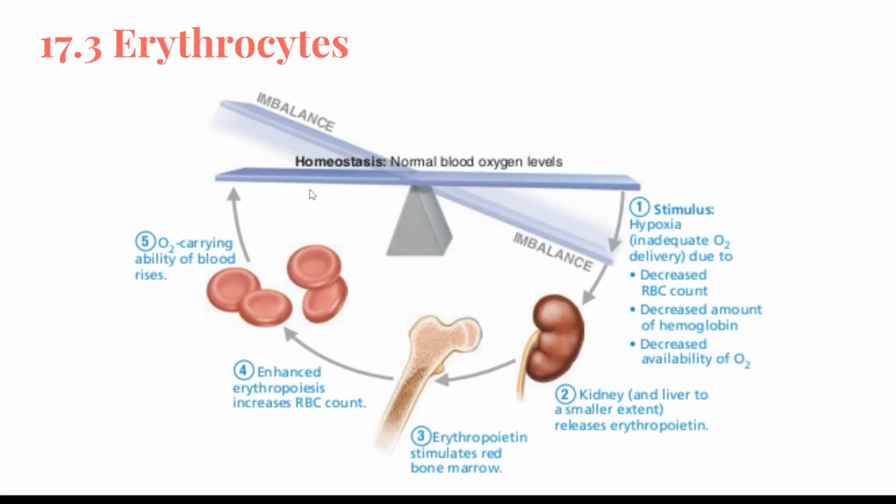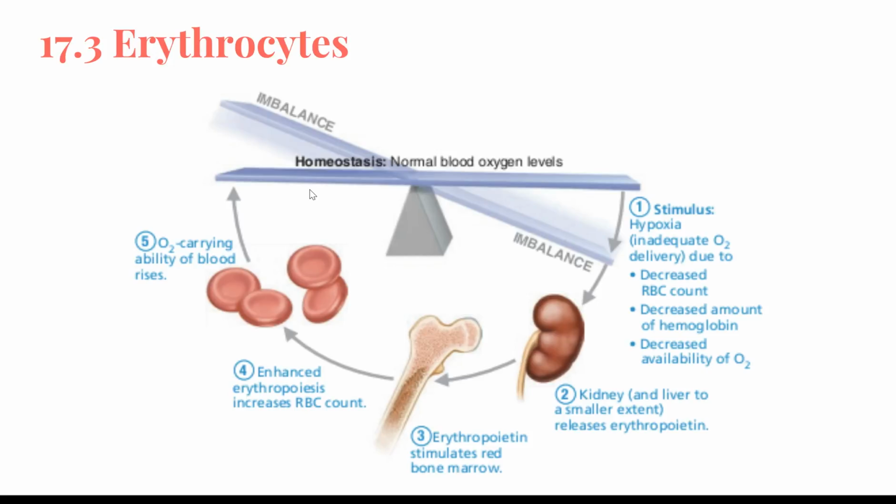When certain kidney cells become hypoxic, or oxygen deficient, oxygen-sensitive enzymes are unable to carry out their normal function of degrading an intracellular signaling molecule called hypoxia-inducible factor, or HIF. As HIF accumulates, it accelerates the synthesis and release of erythropoietin.